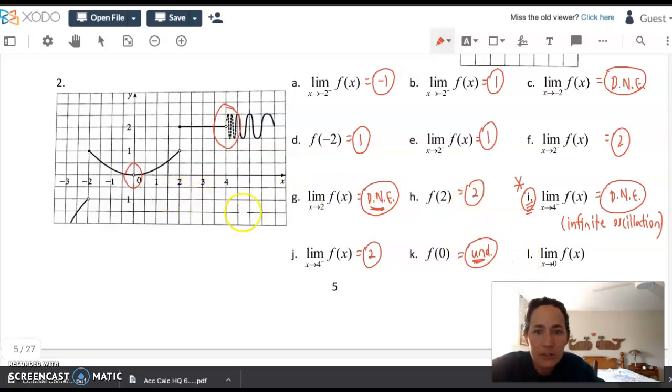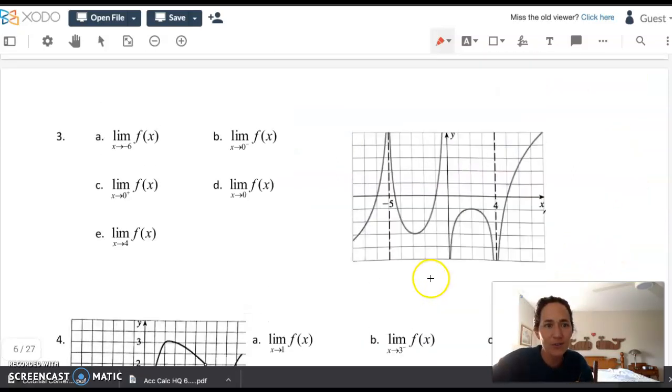Letter L, x approaches 0. There's no superscript after it. It's assumed from both sides. Luckily, both sides seem to match up. Two people sliding together at this function at the origin would meet. So although there's no function value there, here's a case where there is a limit at that x value.